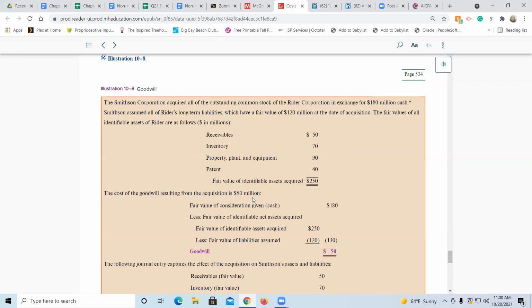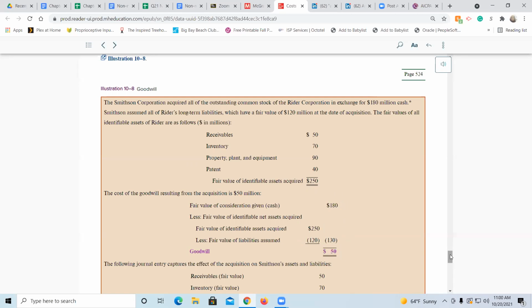That's what they tell us, but let's see how they calculate that. You've got the purchase price, or the fair value of the consideration given, which is just a long way of saying the purchase price. From that, you subtract the fair value of the identifiable net assets, which is the 250 of assets minus the 120 of liabilities. That gives you 130 as the fair value of the identifiable net assets, or net identifiable assets. So 180 minus 130. So you paid 180, but you got stuff to the value of 130. That gives you goodwill of 50.